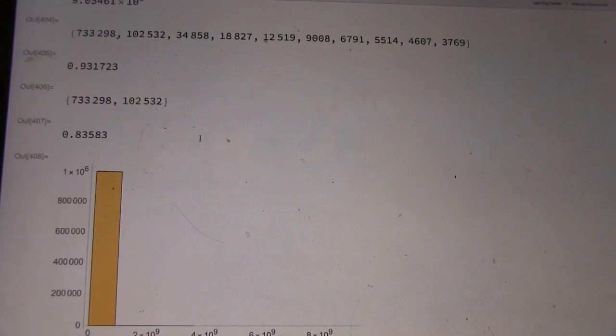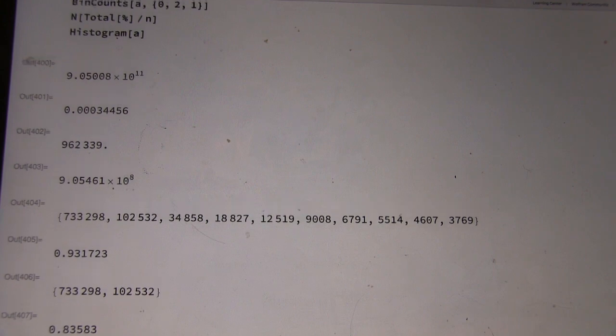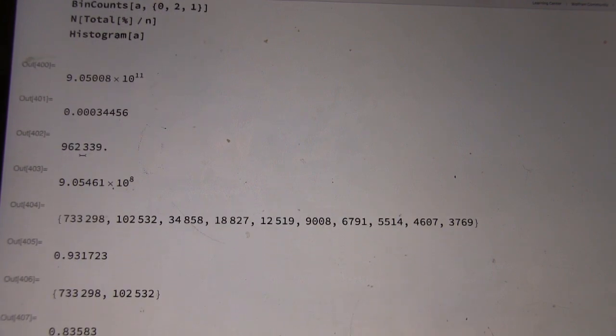But yet 93.17 from 0 to 10 and 83.58. So those are staying constant. Those aren't changing that much. Our mean, is that the third one? The mean was 962,000. But 93% are between 0 and 10. So what does that tell you about the mean?